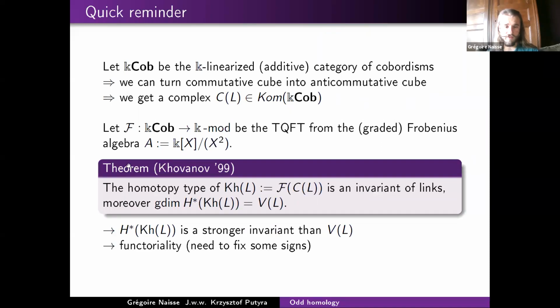And now the main result of Khovanov. We have a question from Jin. Can the cube picture be done for a general skein algebra? I'm not sure. Probably someone can answer that.